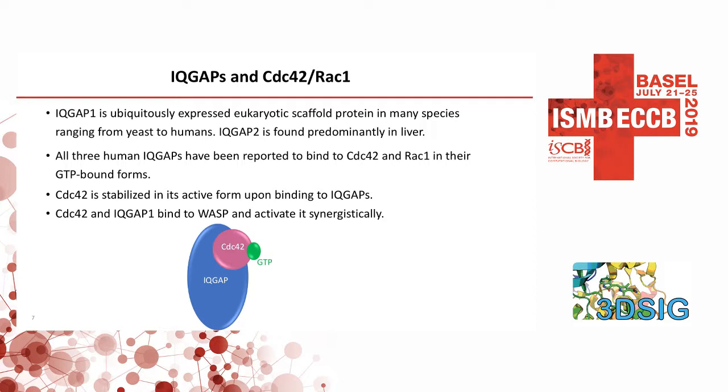It's reported that all 3 isoforms of IQGAP can interact with CDC42 and RAC1 in their active form, in their GTP-bound form. And it's known that CDC42 is stabilized in its active form upon binding to IQGAP. So when it binds to IQGAP, it's always stable, active, and in its GTP-bound form. It's also known that CDC42 and IQGAP bind to the WASP protein, and they can synergistically activate actin polymerization and cell motility.